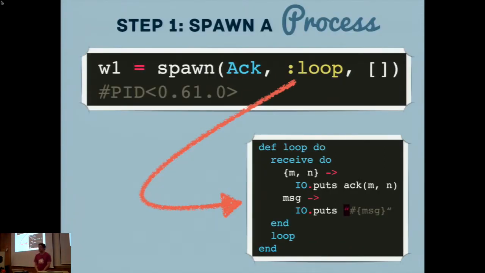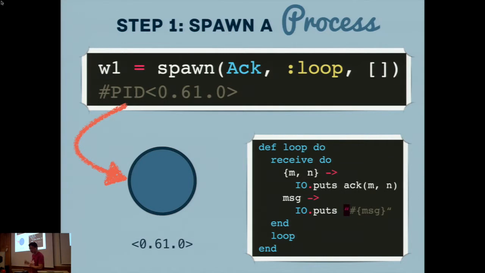To create a process, we first have to use the spawn function. The spawn function takes in three arguments: the module name, the function name, and a list of arguments. But since our loop function takes in no arguments, we can pass it an empty list. The return value of the spawn function is a PID, again, process ID. Now our process is ready to receive messages.